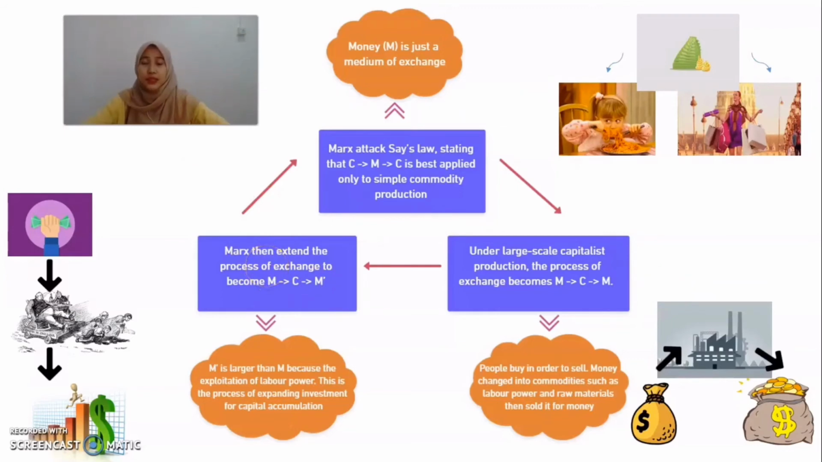M prime is greater than M because they exploit the labor with lower wages, so that the amount of surplus value squeezed out of the productive worker means that they get higher profit. They give you less money than what you work for. For example, they give wages only enough to buy basic needs such as food. As you can see in this illustration, they exploit the working class, which is the proletariat, in order to get surplus value, so they get higher profit.